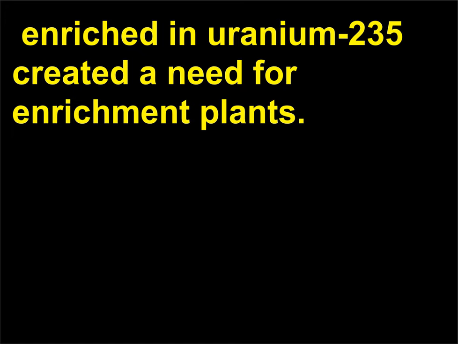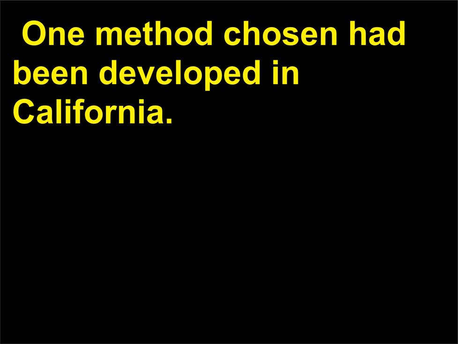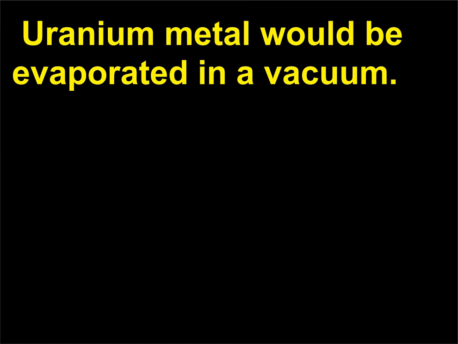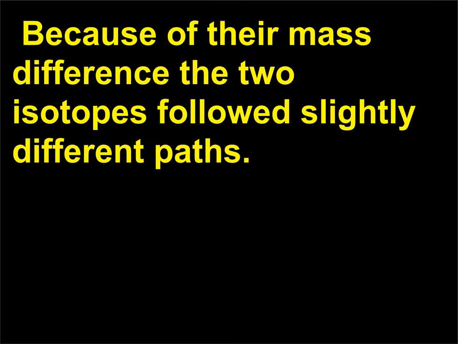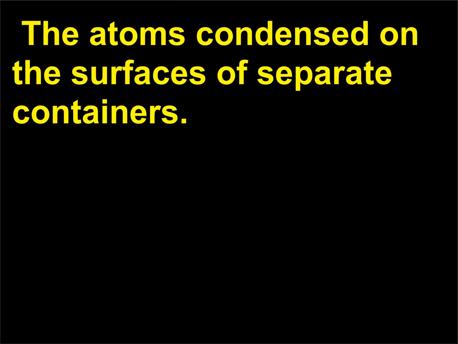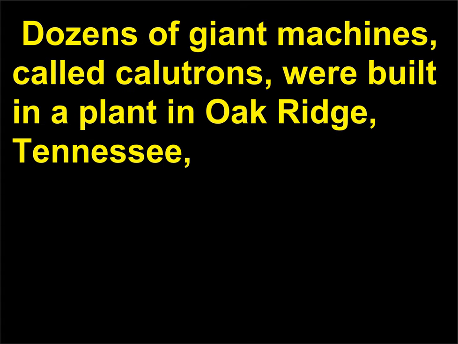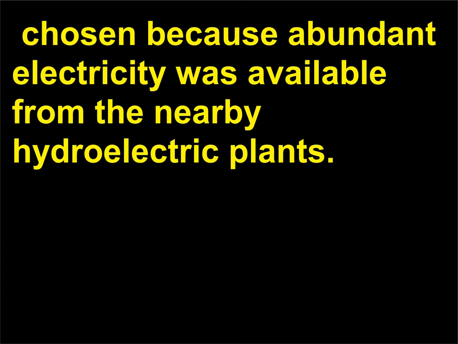Bombs enriched in uranium-235 created a need for enrichment plants. One method chosen had been developed in California. Uranium metal would be evaporated in a vacuum. The atoms went through a narrow slit and then into a region with a strong magnetic field. Because of their mass difference, the two isotopes followed slightly different paths. The atoms condensed on the surfaces of separate containers. Dozens of giant machines, called calutrons, were built in a plant in Oak Ridge, Tennessee, chosen because abundant electricity was available from the nearby hydroelectric plants.